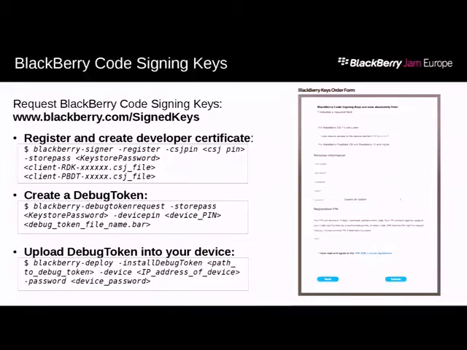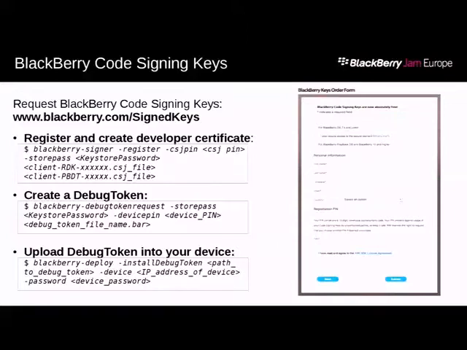Within 2 hours, you should receive 2 registration files on your email, which enables you to register and create the developer certificate with the command here you see. Then you need to create a debug token. The debug token enables you to deploy your application onto the device without signing it. And of course, remember to upload the debug token onto your device, because this is important.